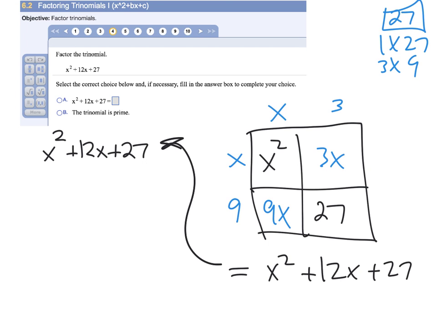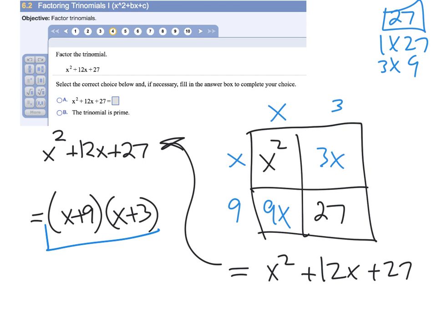So what is the factored form? It's x plus 9, because that's this guy right here, times x plus 3, because that's this guy right here. So this is your factored form that you would enter into MyMathLab.